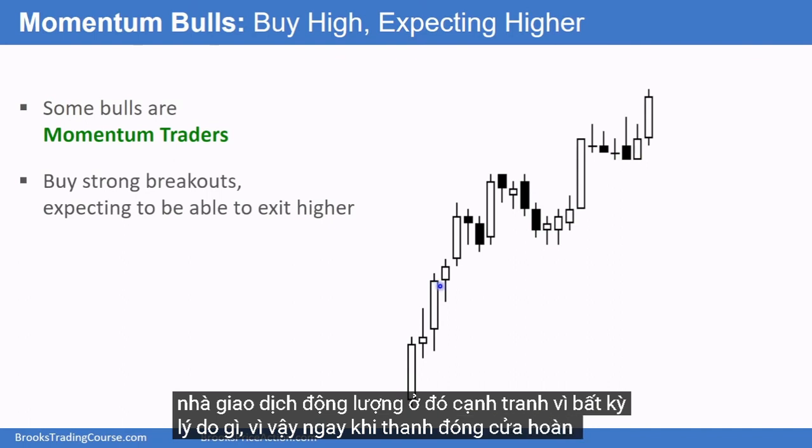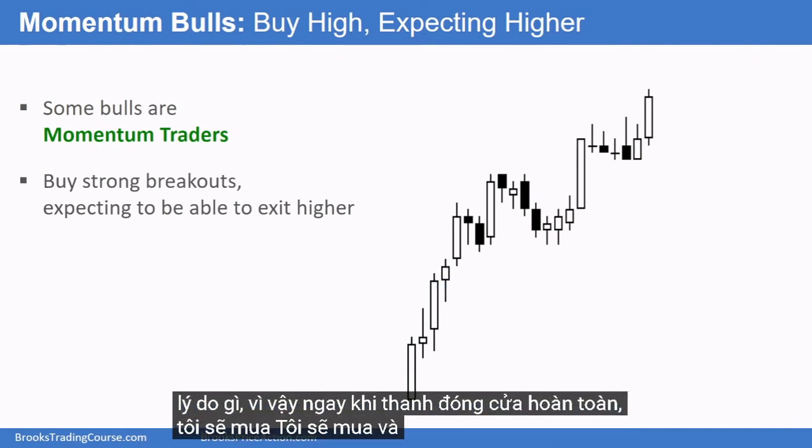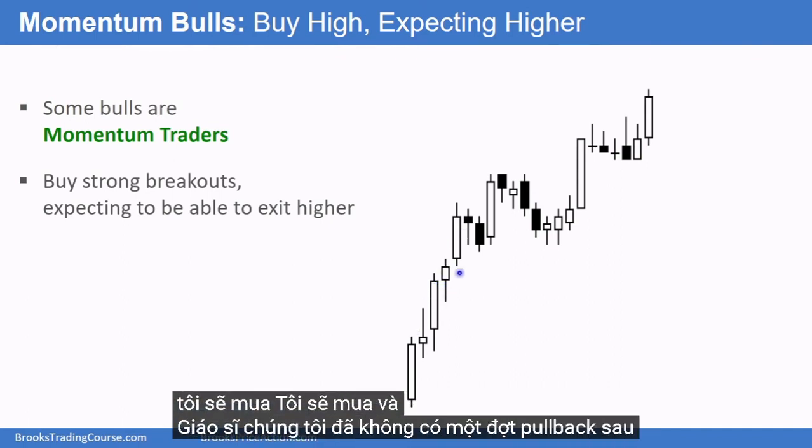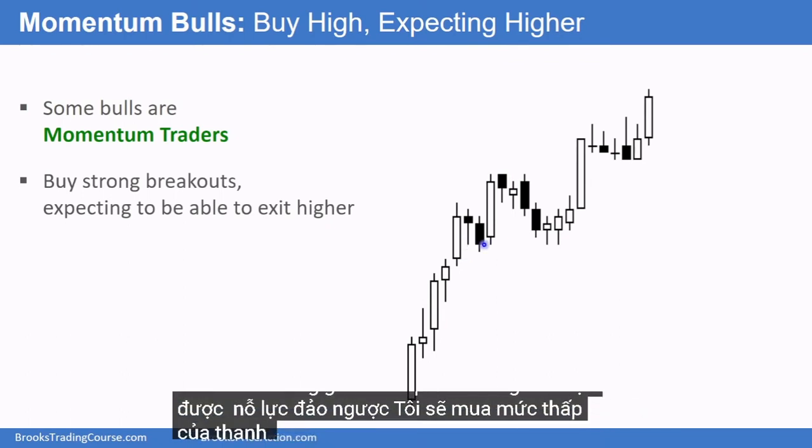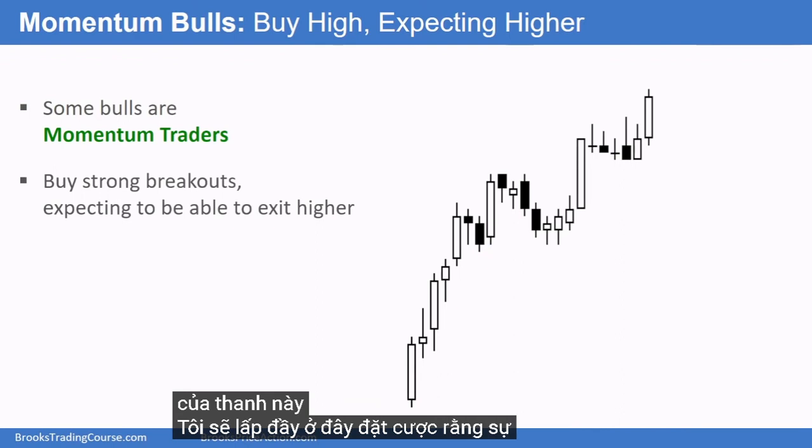So as soon as the bar closes, bull close, I'm going to buy, I'm going to buy, I'm going to buy. We haven't had a pullback after 5 consecutive bull bars. We're getting a reversal attempt. I'm going to buy the low of this bar. I'll get filled here, betting that the reversal will fail.